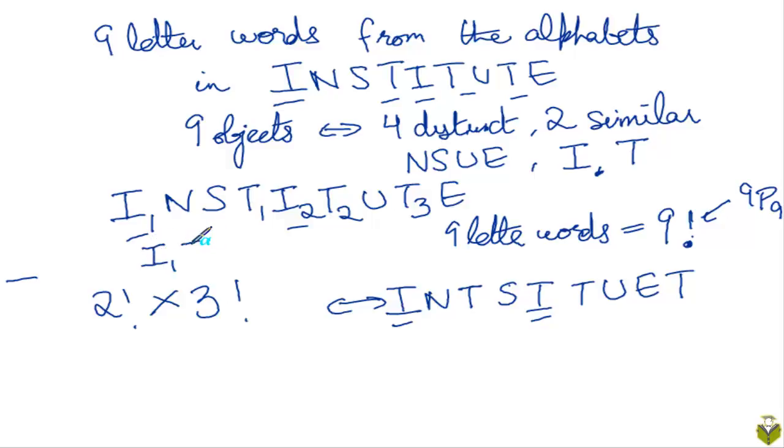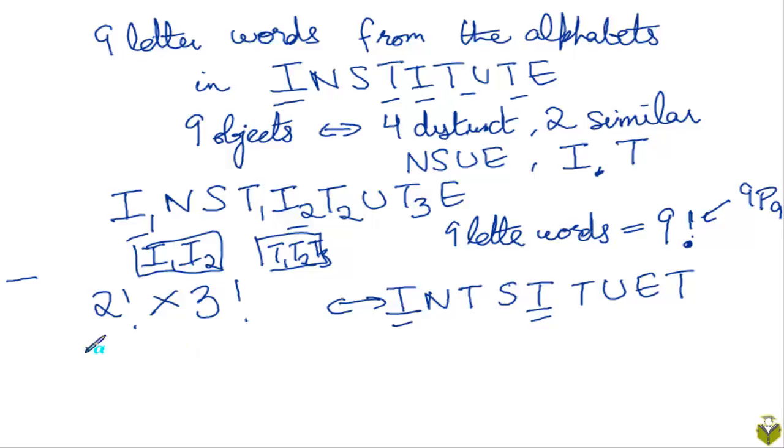say, I1 and I2 and also T1, T2, and T3, right? So the T's can be arranged in 3 factorial ways. The I's can be arranged in 2 factorial ways. So you can arrange both of them together and get multiple instances of the same word, which will be different. So you have 2 factorial into 3 factorial instances.